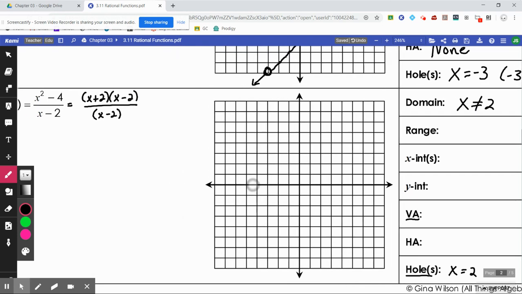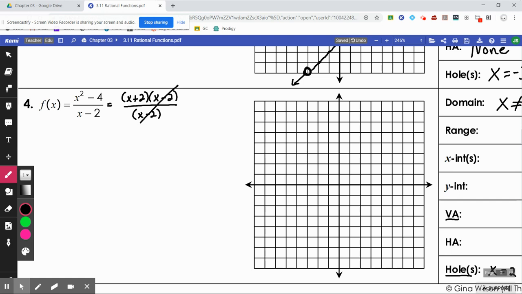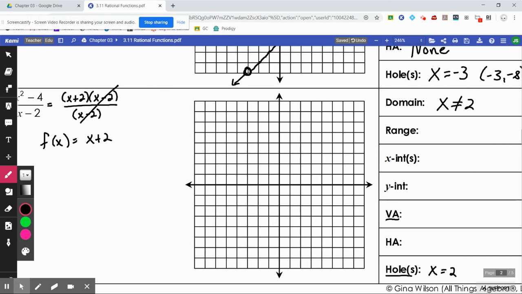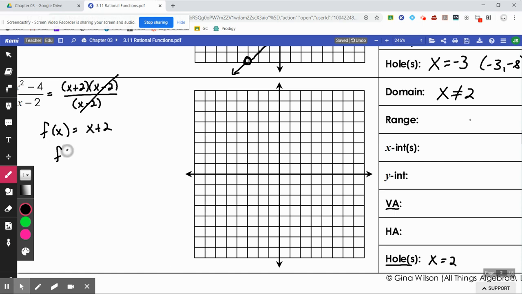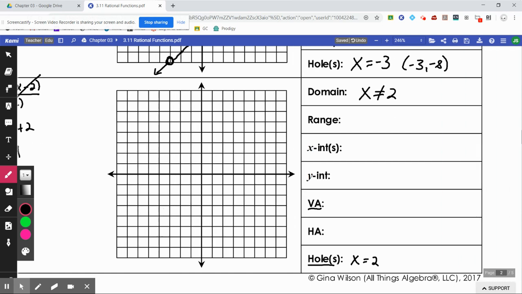And to find out exactly where it's going to be, let's clean this up and change your function to y equals x plus 2. And you can plug that in to find out where your hole is going to be. F of 2 is equal to 2 plus 2, which is 4. So therefore, your hole is going to be located at 2, 4. So let's go to 2, 4, and let's draw a hole. So there's the hole in your graph.